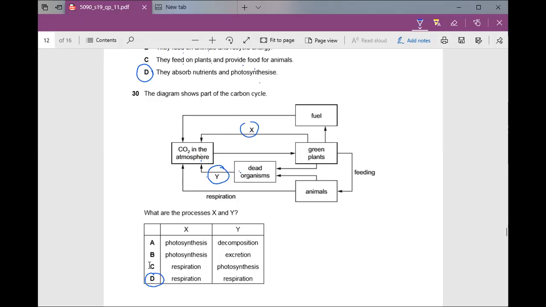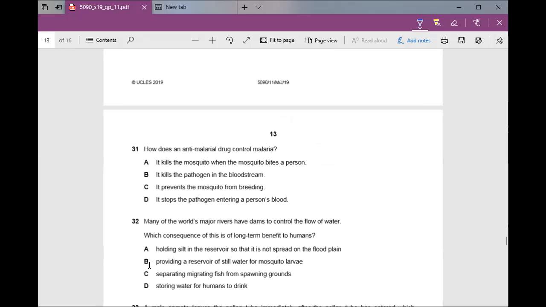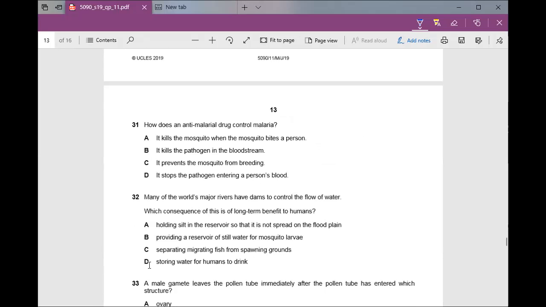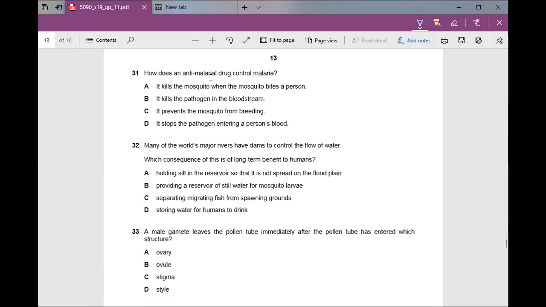Because this is a process, both are producing carbon dioxide. Number 31: how does an anti-malarial drug control malaria? It kills a mosquito. When the mosquito bites a person, it is impossible. We know that some people are taking anti-malarial drugs, but the mosquito never died. It kills the pathogen in the bloodstream. Yes, because when the pathogen is there in the bloodstream, it is controlled or killed by the anti-malarial drug.